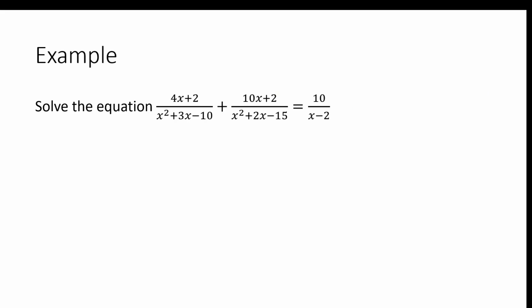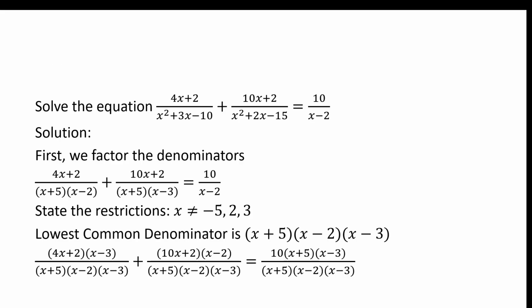Okay, one more here. We've got this long expression. So what we're going to do is we're going to factor each denominator. We see x squared plus 3x minus 10 is (x plus 5)(x minus 2). x squared plus 2x minus 15 is (x plus 5)(x minus 3). And then finally, we have a denominator of x minus 2 that doesn't factor. Right away, we state our restrictions. Looking at the x plus 5, we see x can't equal negative 5. Looking at the x minus 2, we say x can't equal 2. And looking at the x minus 3, we say x can't equal 3. So here's our lowest common denominator.